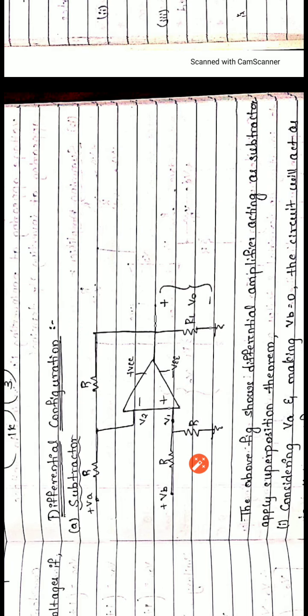Now look at the circuit here. All the resistors are of only one value, that is R. This R is the input resistor for the inverting terminal. This R is the input resistance for the non-inverting terminal. This is a feedback resistor connected from the input to the output, and this is the load resistance RL to measure the output voltage V0. From the above figure, it shows that the differential amplifier is acting as a subtractor.